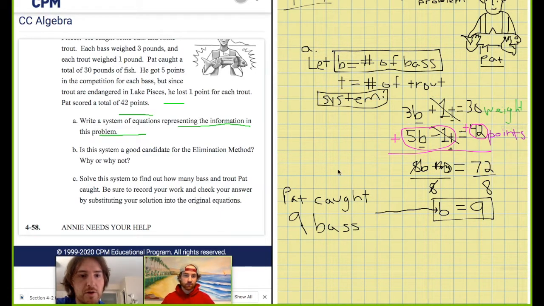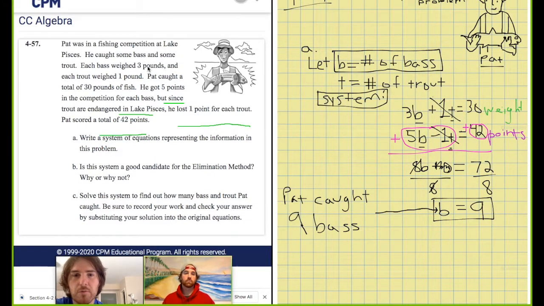Okay. Well, I had earlier equations here. For instance, we had a weight equation and a points equation. I think the weight equation is easier to use because you don't have any negatives. We don't have to subtract at all. So anyways, I know that originally in the problem, each bass weighed 3 pounds and each trout weighed 1 pound, and he had a total amount of 30 pounds of fish here.